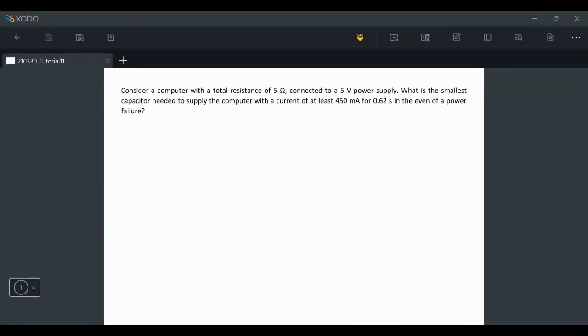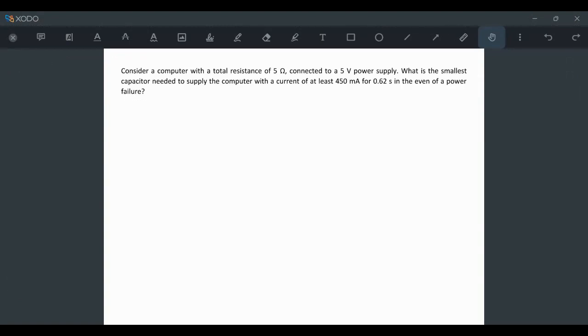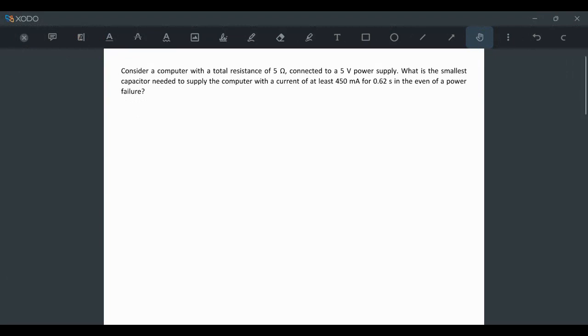So the first question here on the screen is asking us to consider a computer, and we're told that it has a 5 ohm resistance. It's connected to a 5-volt power supply. What we need to find is the smallest capacitor needed to supply the computer with a current of at least 450 milliamps for 0.62 seconds in the event of a power failure.